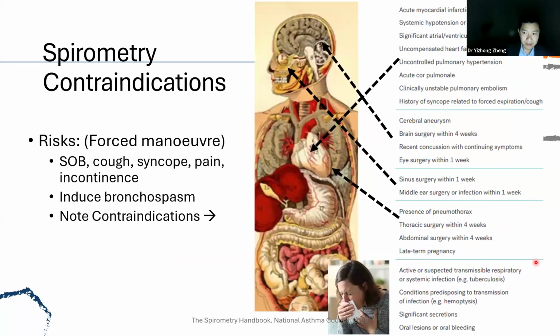Similarly, for contraindications, it is related to the forced maneuver and pressure changes. I divided it into different compartments: cardiovascular, intracranial, sinus or middle ear, and thoracoabdominal. So this is all from the asthma handbook, or spirometry handbook, from the National Asthma Council. We also tend to avoid doing spirometry in those with viral symptoms or if tuberculosis is suspected, such as cases with hemoptysis.